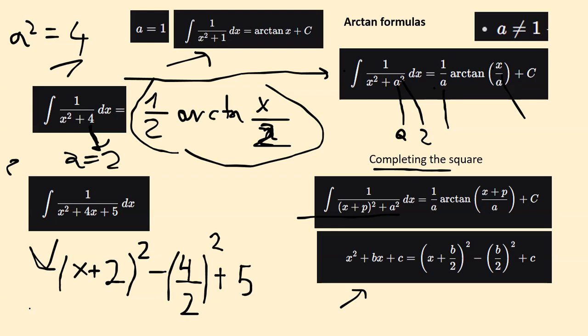So it's gonna be x plus 2 squared, x plus 2 squared minus 2 squared, because 4 divided by 2 is 2, 2 squared is minus 4 plus 5. Therefore, you will have x plus 2 squared.